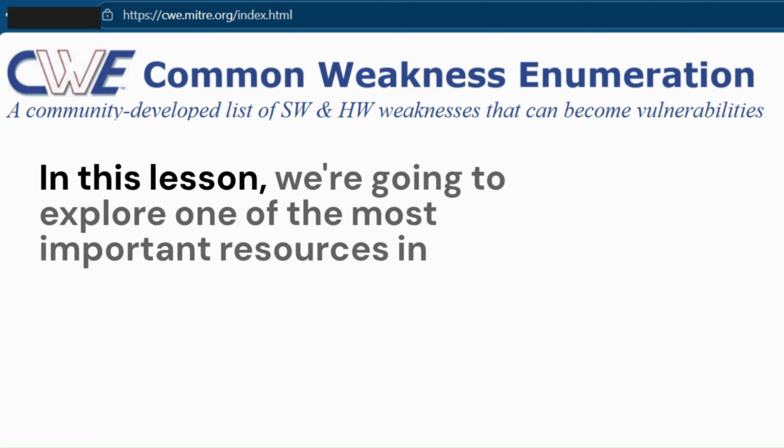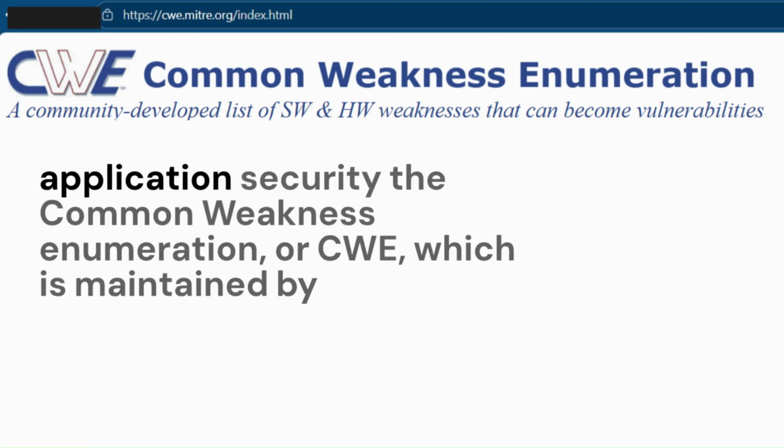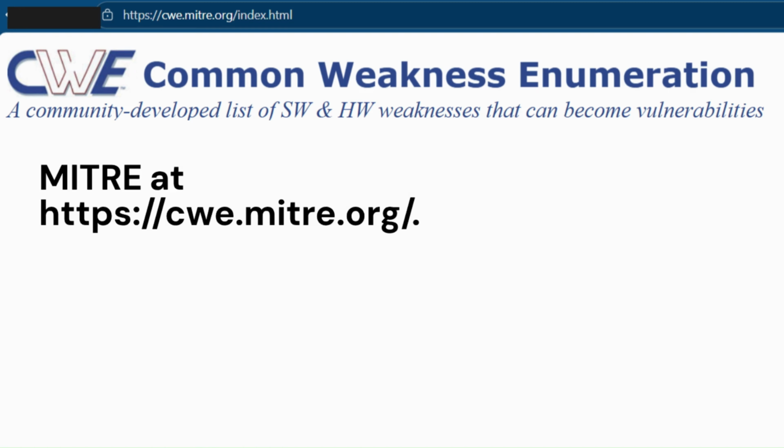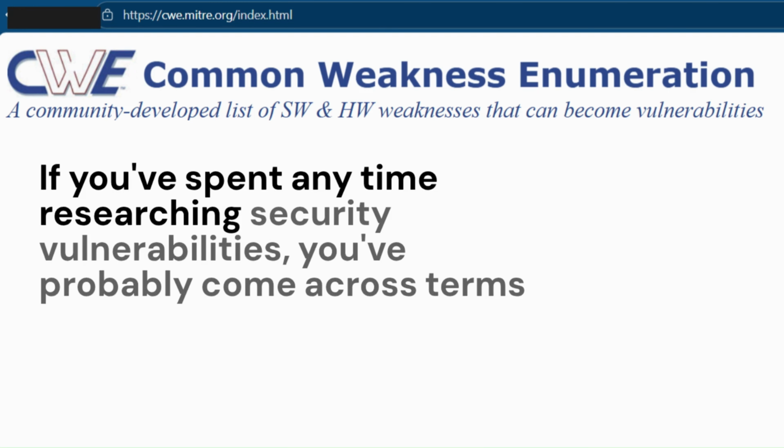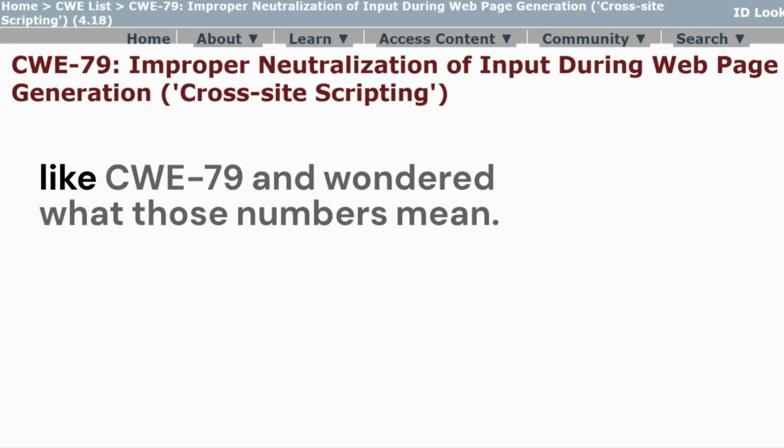In this lesson, we're going to explore one of the most important resources in application security, the Common Weakness Enumeration, or CWE, which is maintained by MITRE. If you've spent any time researching security vulnerabilities, you've probably come across terms like CWE-79 and wondered what those numbers mean.